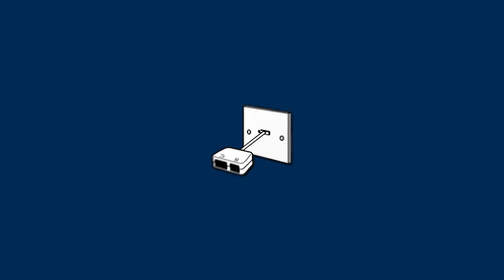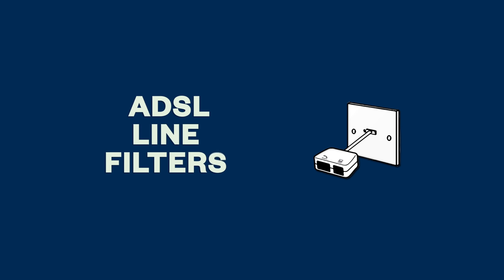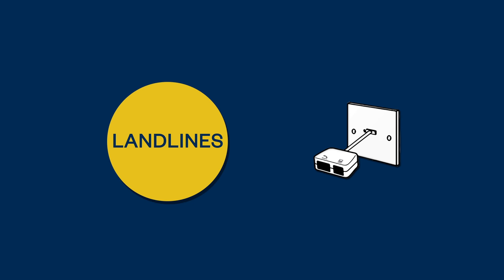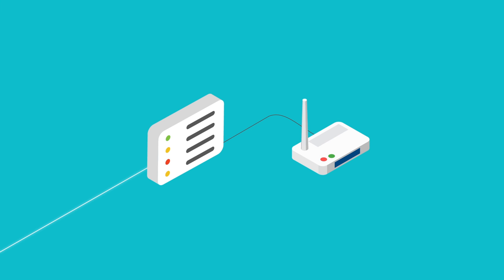Check that you have broadband filters, also known as ADSL line filters, installed on any jack points that are connected to landlines, fax machines, security alarms or sky decoders. If you have a fibre connection, make sure you have a Wi-Fi router with WAN connectivity.